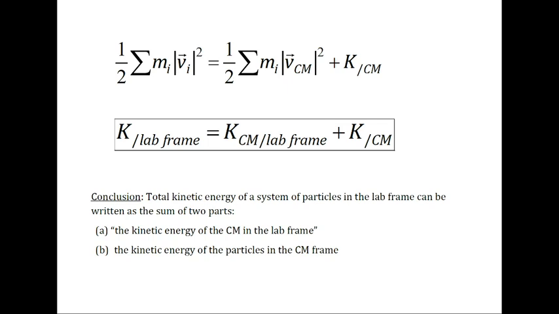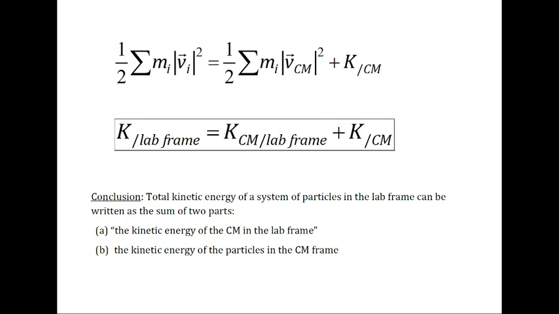Just like this relationship is completely analogous to a simple relationship in terms of the velocities or the accelerations, that the velocity of a particle in a lab frame is equal to the vector sum of its velocity in a particular frame and the velocity of that frame itself. So it's very similar here. The kinetic energy in the lab frame is equal to the kinetic energy in the CM frame and the kinetic energy of the CM itself.